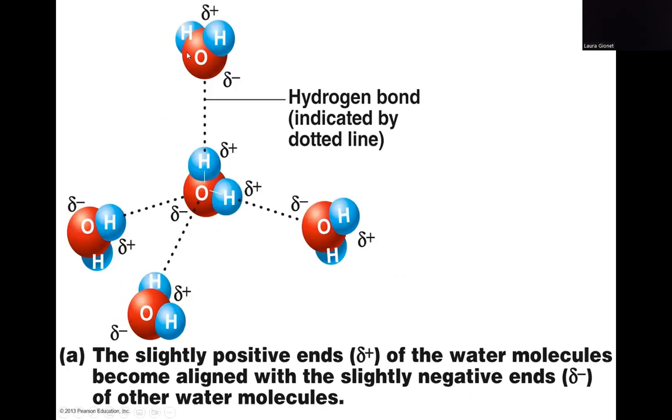All right. This is an example of multiple water molecules. Each water molecule is polar covalently bonded, so you have positive and negative ends on these molecules. But how will they react from one to the other? Positive end to a negative end, positive end to a negative end. So the slightly positive ends of water molecules become aligned with the slightly negative ends of other water molecules. And that's how they will orient themselves. You don't have to push them; they just orient themselves.